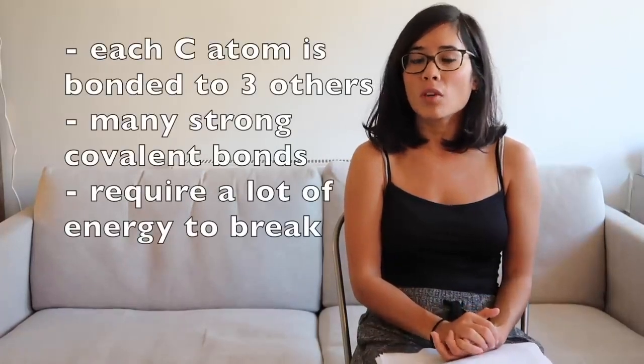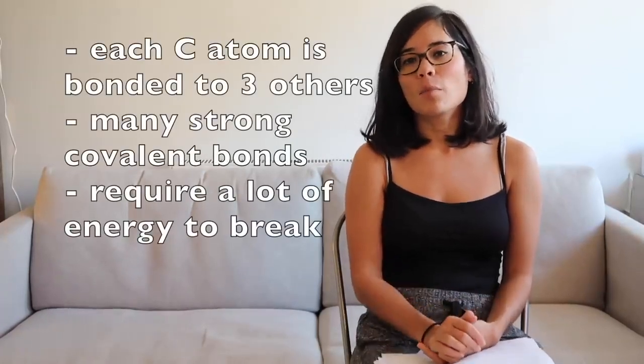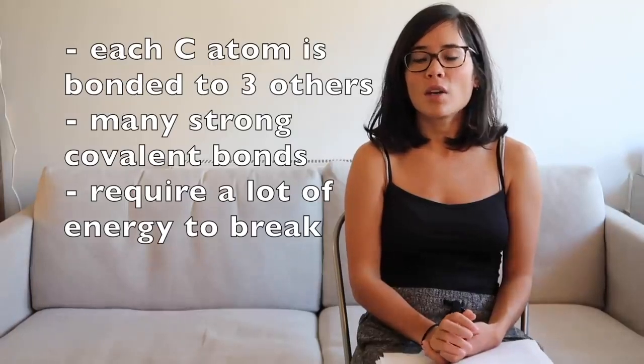Why does graphite have a high melting point? Similar argument, but this time each carbon atom is bonded to 3. You still have many strong covalent bonds and it still requires a lot of energy to break, but because it's bonded to 3 rather than 4 carbon atoms, that's why graphite has a slightly lower melting point than diamond.